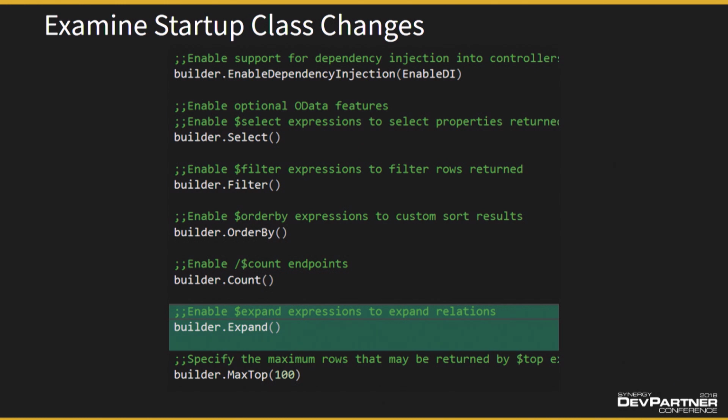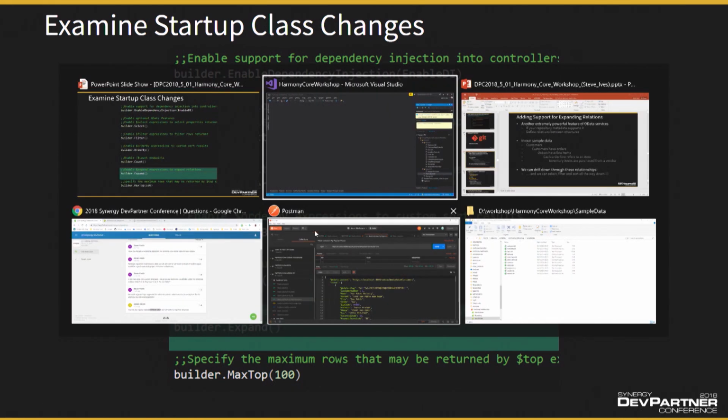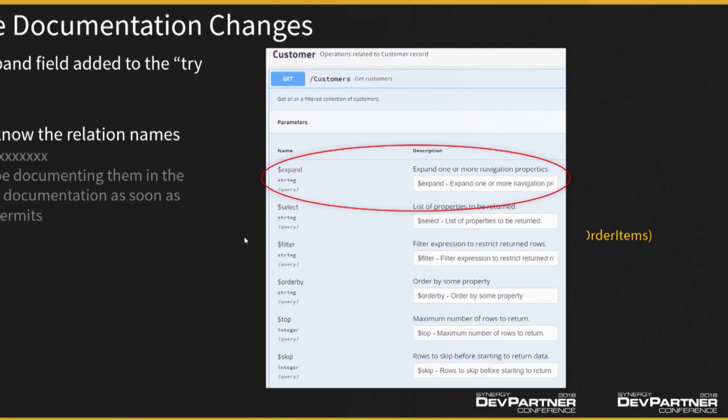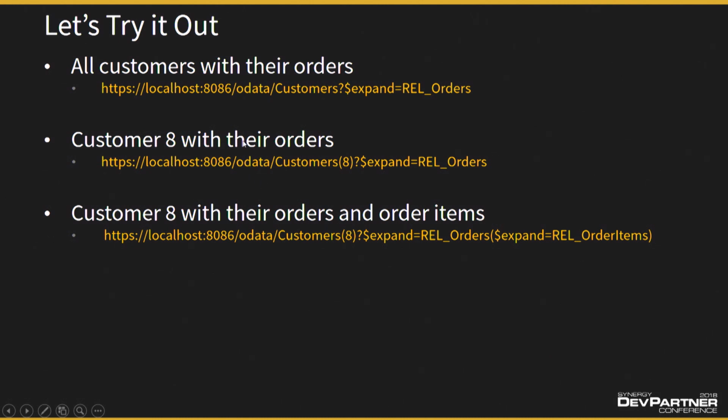Startup class changes is a very simple change. We just build a .expand, which just says turn on the ability to expand relationships. So we'll not bother drilling into that one. Pretty straightforward. And again, in the Swagger documentation, you're going to see an extra field because expand is enabled. Then you will be able to drill into those relationships. And once you've got it defined, then you're able to follow those relationships with the expand keyword.